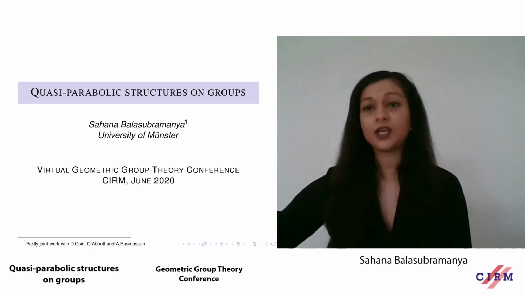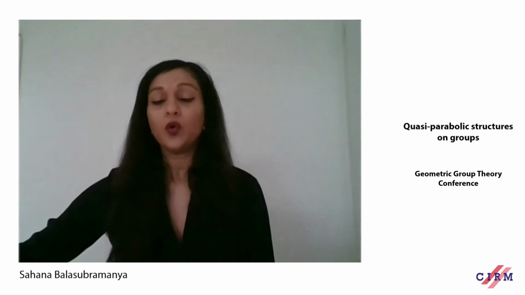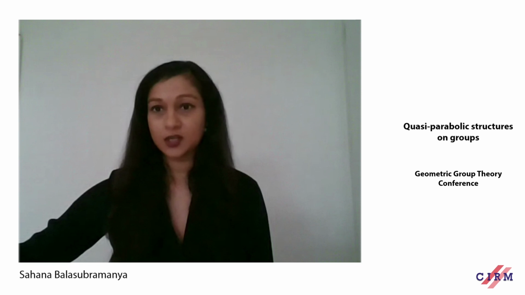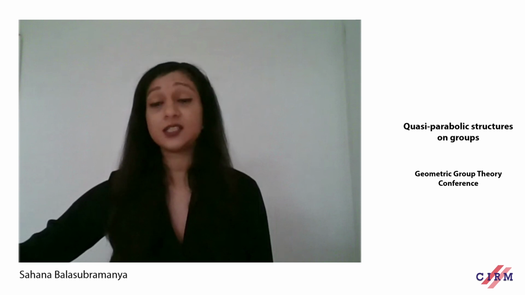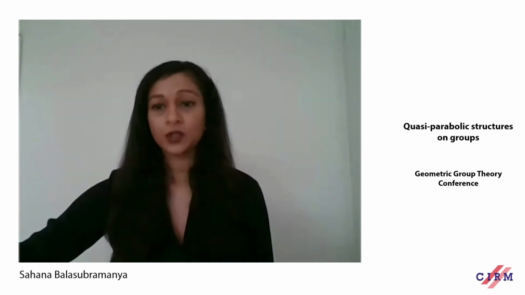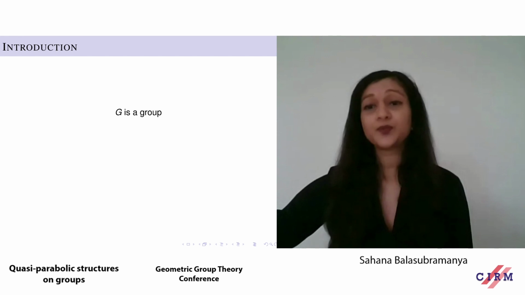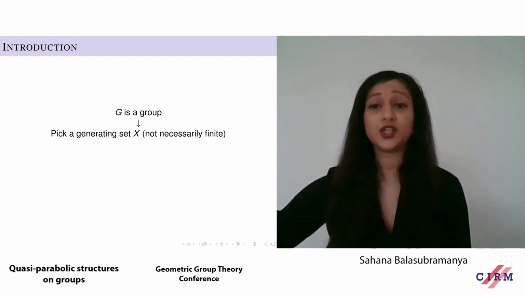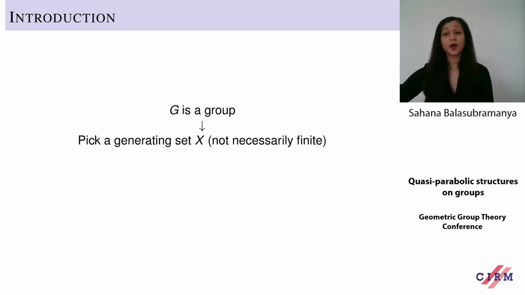So in the area of geometric group theory, one of the tools that's available to us in order to try and study a group is to do so by means of a group action. And for any group, there's a very natural way to do this. So you start with your favorite group and you pick a generating set for your group, which for my purposes does not necessarily have to be finite. And we construct the Cayley graph of our group with respect to this generating set.